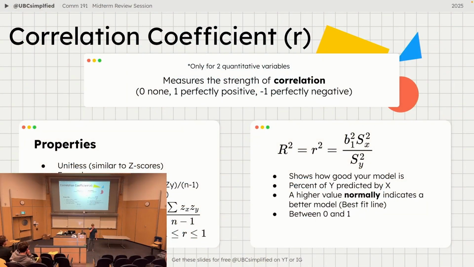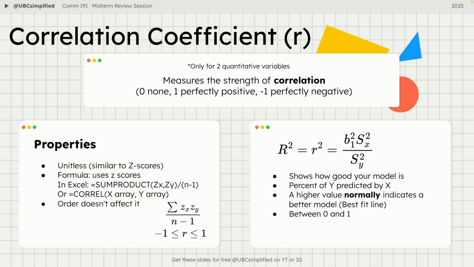So if your R squared value was 0.8, 80% of y can be predicted by x. And because it's squared, its value has to be between 0 and 1. A higher value of R squared normally indicates a better model, but not always. So make sure you don't assume a higher R squared is always better, that's not necessarily true.